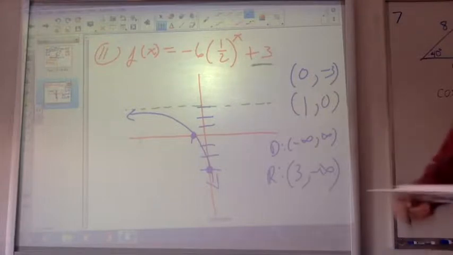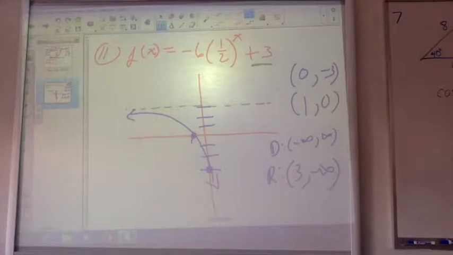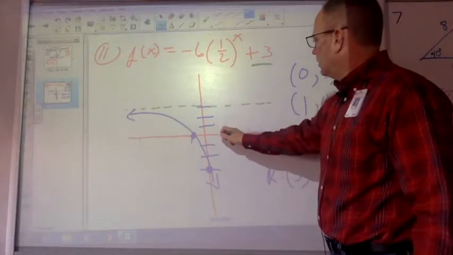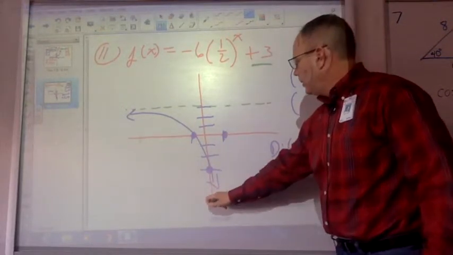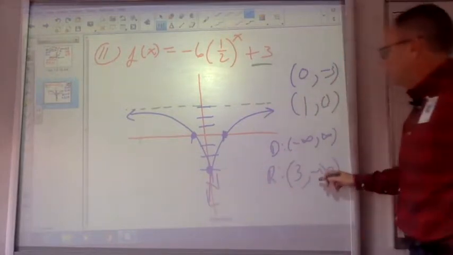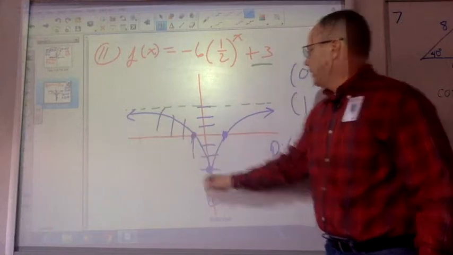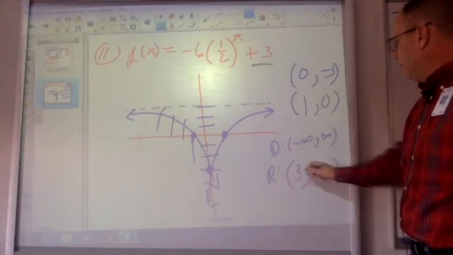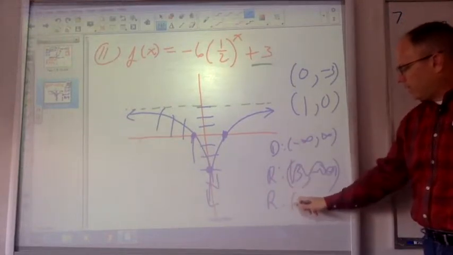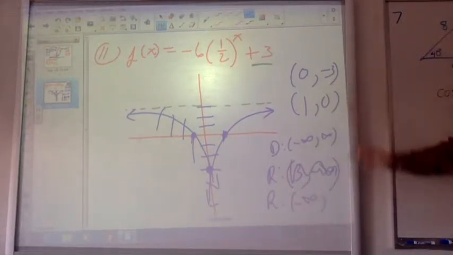Oh, okay. Oh, wait, did I go the wrong way? I think you did. I think it's supposed to go to the right. Yeah, it was. 1, 0. Wait a minute. There it is. Okay, so this is wrong. That's incorrect. Thank you. So my range needs to change then. I'm sorry. So I came from negative infinity, and I'm approaching 3.